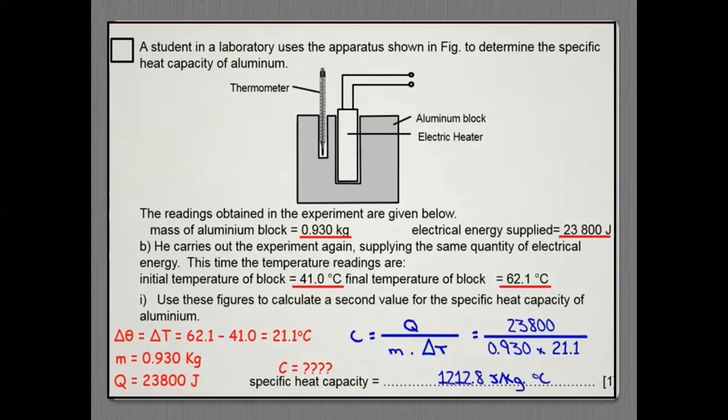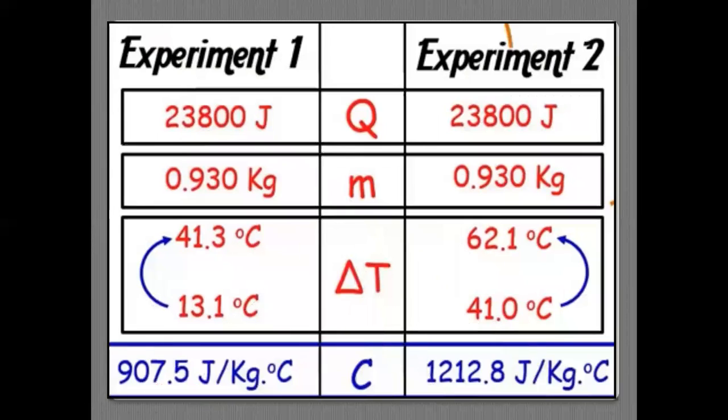So to raise the temperature of 1 kilogram of this substance by 1 Celsius, we need 1,212.8 joules. Now, if we compare the two experiments, the constant variables are the amount of energy supplied, Q or E, and the mass. The change in temperature is different between this one and this one. That's why the specific heat capacity is different in the two cases. This is the comparison between part A and part B in the previous question.